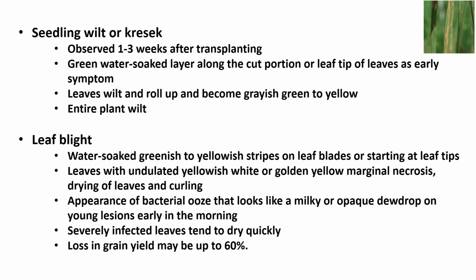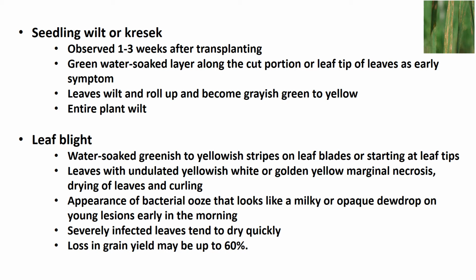Coming to leaf blight, here the symptoms are formation of water-soaked greenish to yellowish stripes on leaf blades, which may start at leaf tips. There will be undulated yellowish white or golden yellow marginal necrosis in the leaves. This will lead to drying and curling of leaves. There will be a bacterial ooze from the leaves which looks like a milky or opaque dew drop on young lesions, which is generally observed early in the morning.